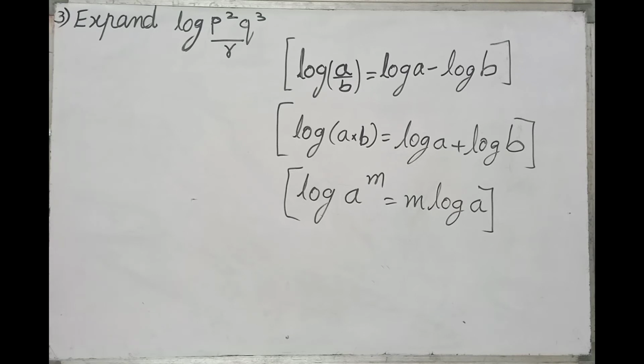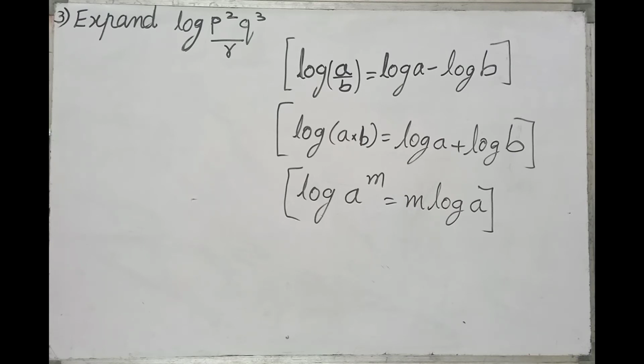So to do this we have to use these three basic logarithmic formulas. So you have to remember this. What are those? Log a by b equal to log a minus log b. So in this, the division sign, what is it becoming, do you remember, students? It is changing to minus with two logs.